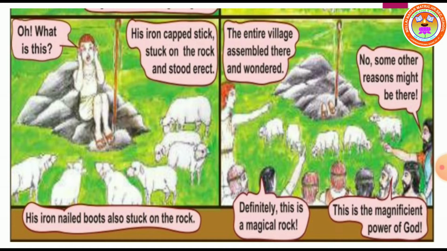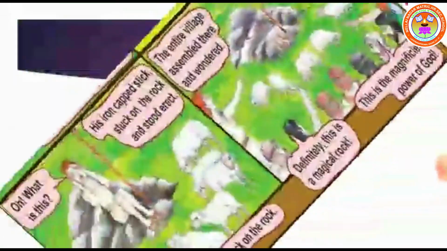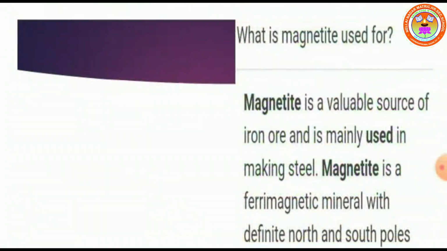People found it attracting not only the stick but also all the materials made of iron. More rocks of this kind were found worldwide. These magnetic rocks were named, yes children, magnetite.